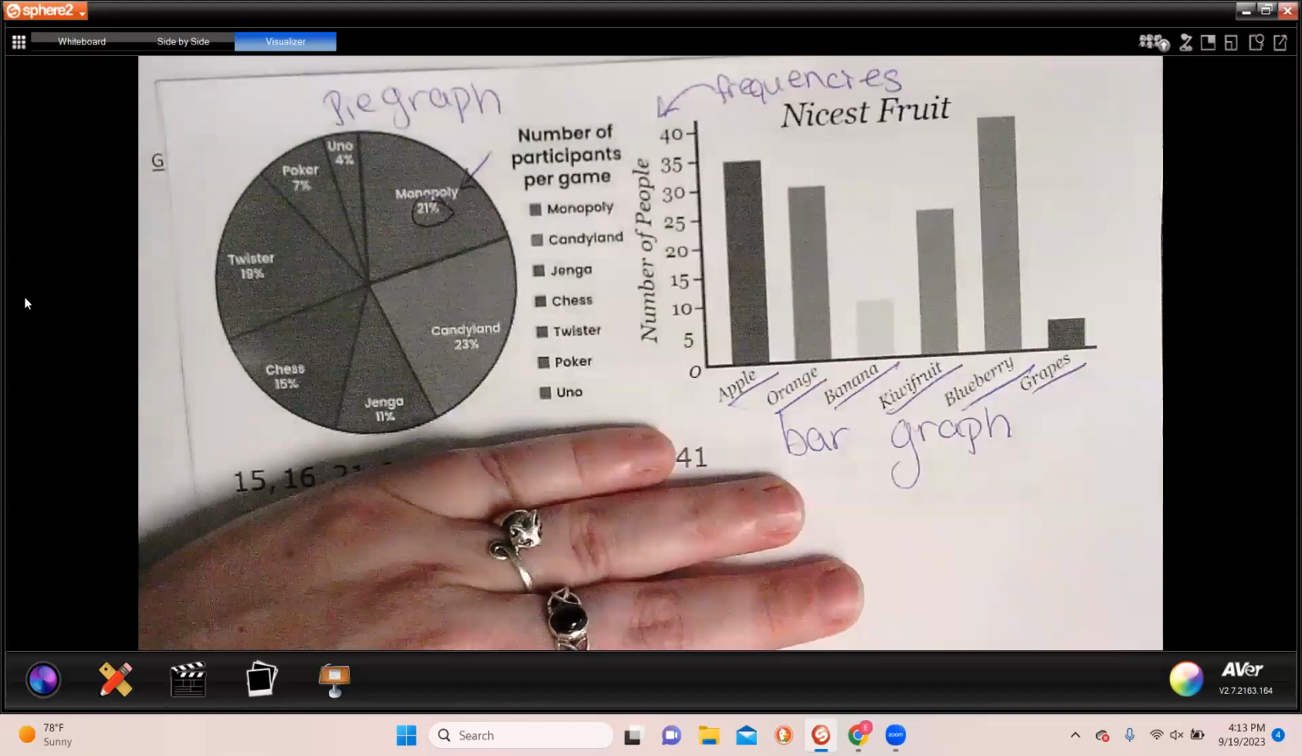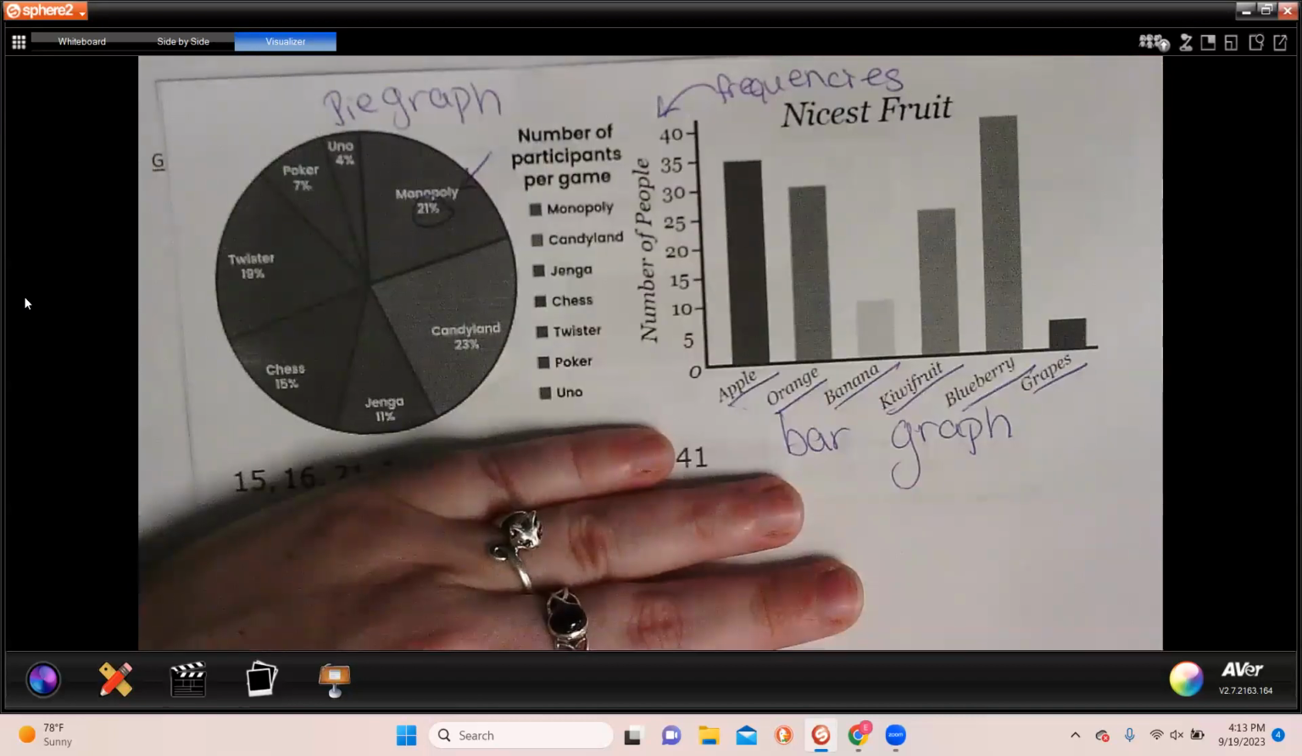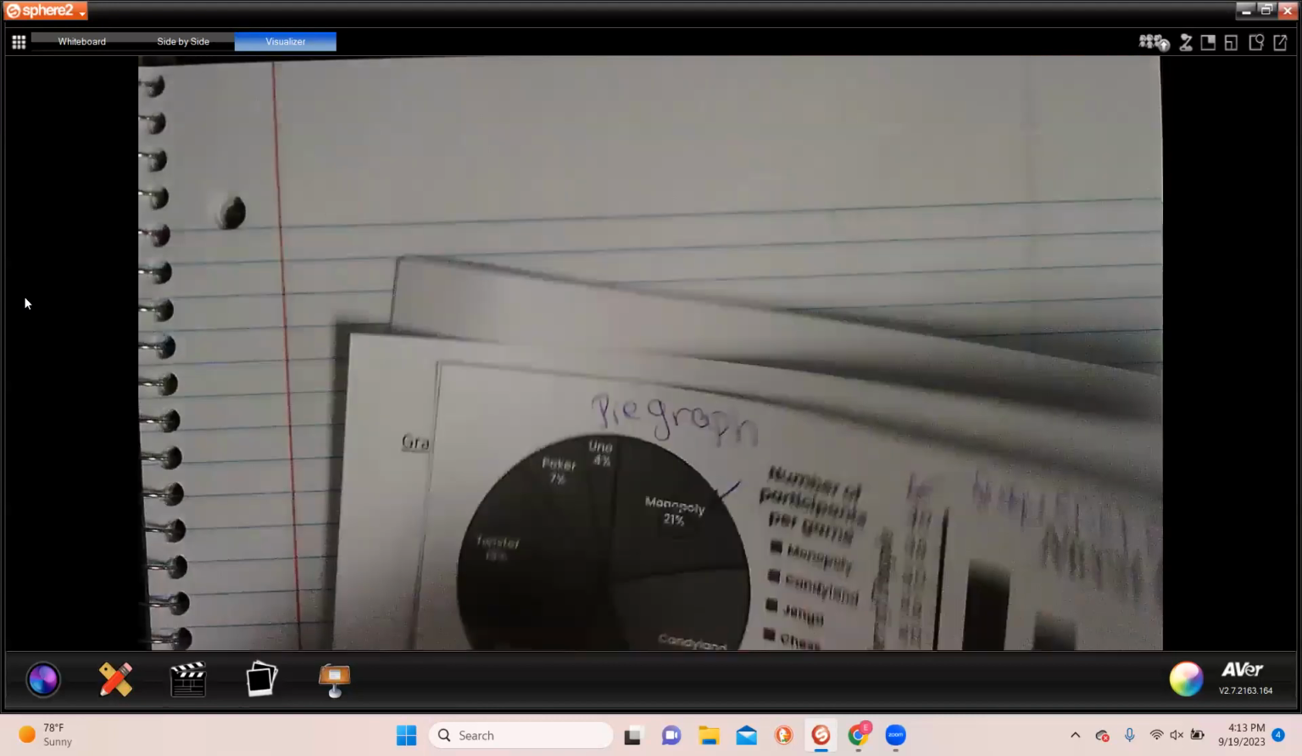But it's obvious to tell who has the highest. Blueberry is obviously the highest. Apple is the second highest. Grapes are the lowest. Okay, so these are things that you should be able to recognize from a bar graph or pie chart.